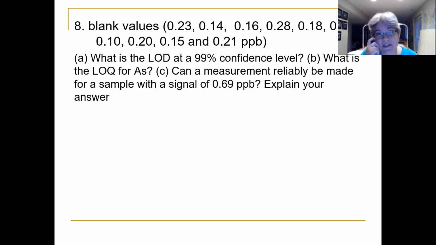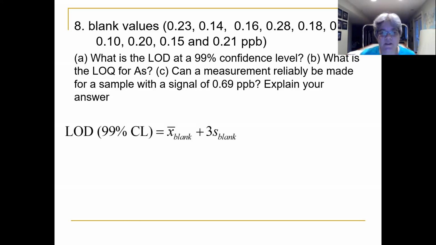Now let's look at specific. So question 8 gave you a bunch of numbers, and then it asked what is the LOD at 99% confidence. So remember, the equation for LOD at 99 is the average of the blank plus 3 standard deviations. So that means you need an average and you need a standard deviation. So these are two things you should know how to calculate.